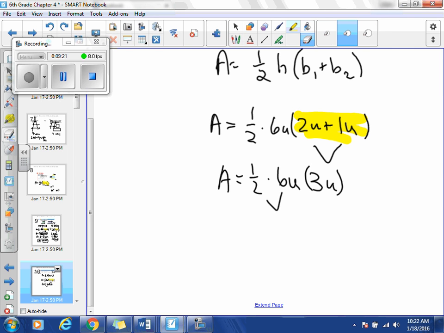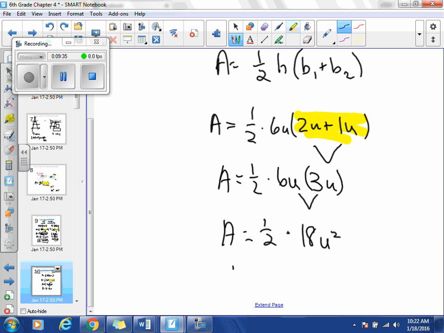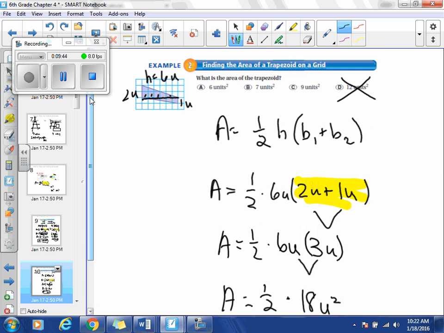So now I'm going to either take 1/2 times 6. If you want to do that first, you can. 1/2 of 6 is 3. So you're going to end up doing 3 units times 3 units. Or if you're me, you might do 6 times 3 first. 6 units times 3 units is 18 units squared. 1/2 of 18 units squared is 9 units squared, which is answer C.